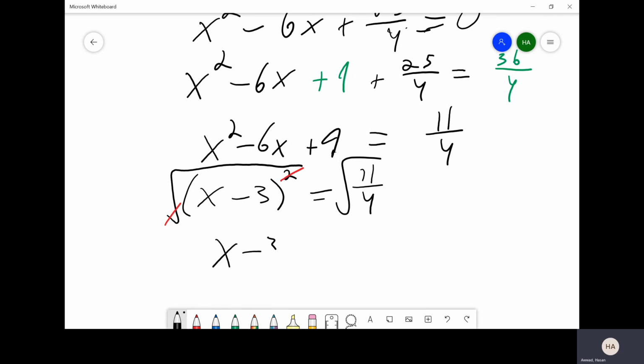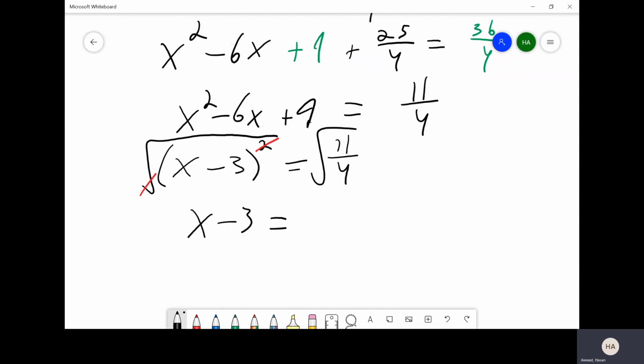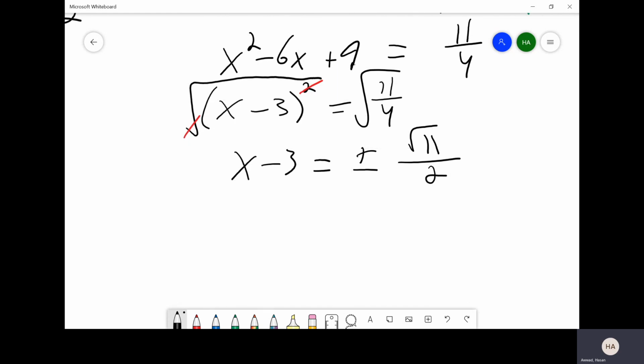We get x minus 3 is equal to, and again, obviously, you have the plus or minus, can't forget that. I'm going to apply the square root to both my numerator and my denominator separately. We can't break down square root of 11 any further, so that's still just square root of 11. But square root of 4, we know, is just 2, right? So we get plus or minus square root of 11 over 2. We're almost done. We just have to add 3 to both sides. We get x is equal to 3 plus or minus square root of 11 over 2.